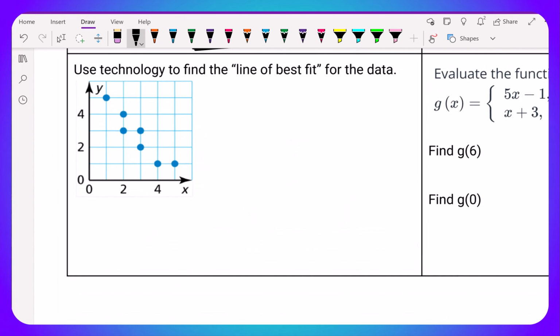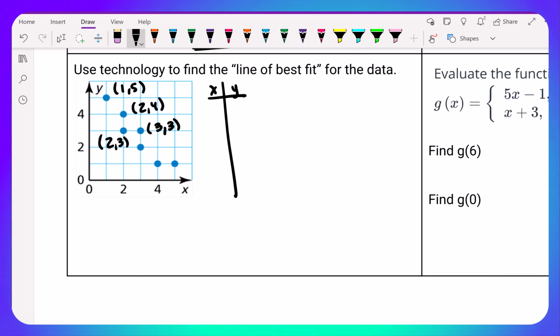All right, use technology to find the line of best fit. This is a scatter plot. So what you're going to need to do is write a table out before you use Desmos. So this point is 1, 5. This is 2, 4. This is 2, 3. 3, 3. 3, 2. This is 4, 1. And this one is 5, 1. It doesn't matter what order you put the coordinates as long as the x and the y are matching.